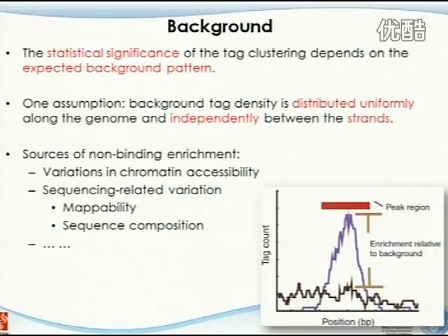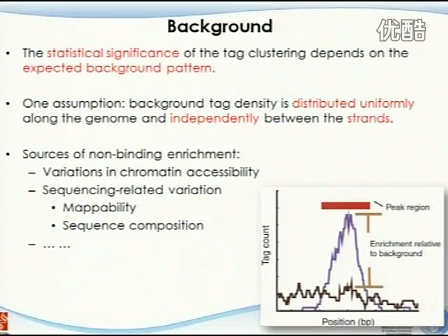So what are the background signals? The statistical significance of tag clustering depends on the expected background pattern. One assumption that most people make is that background tag density is distributed uniformly along the genome and independently between the strands. So you can see this is one example. The blue one is a ChIP enriched signal, and the black one is the background signal. For this one you can clearly see the background is not keeping up with the ChIP enriched signal. So you can have a certain level of confidence to say this is a real ChIP-derived, enriched peak.